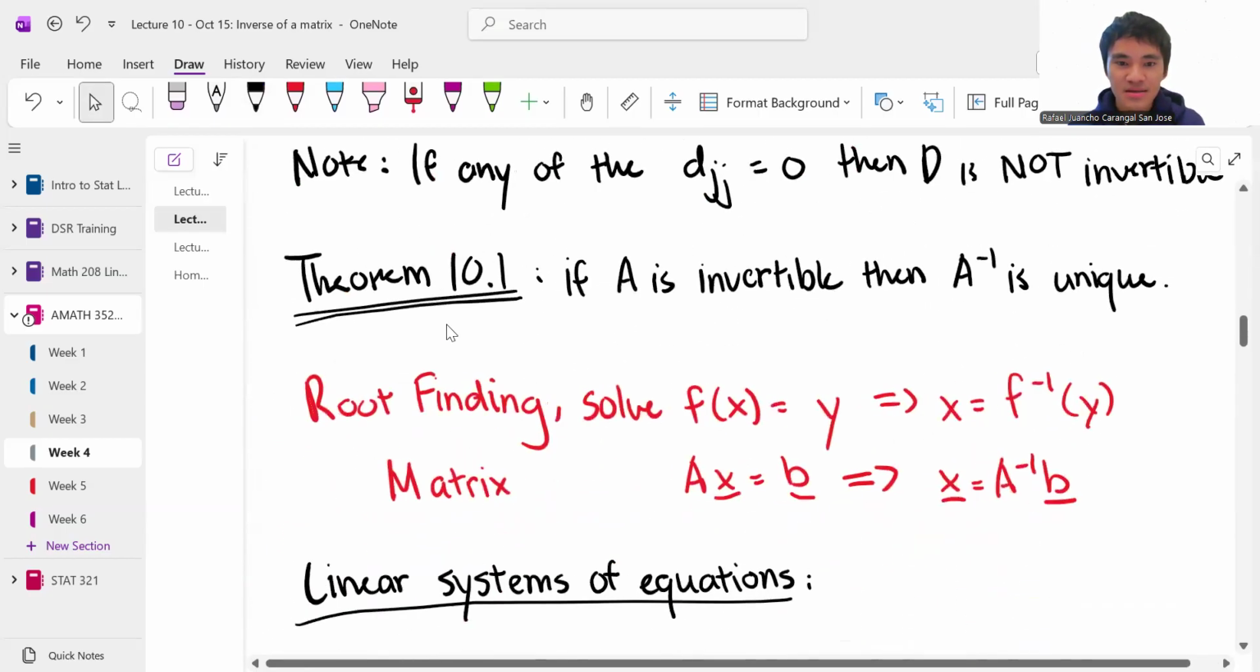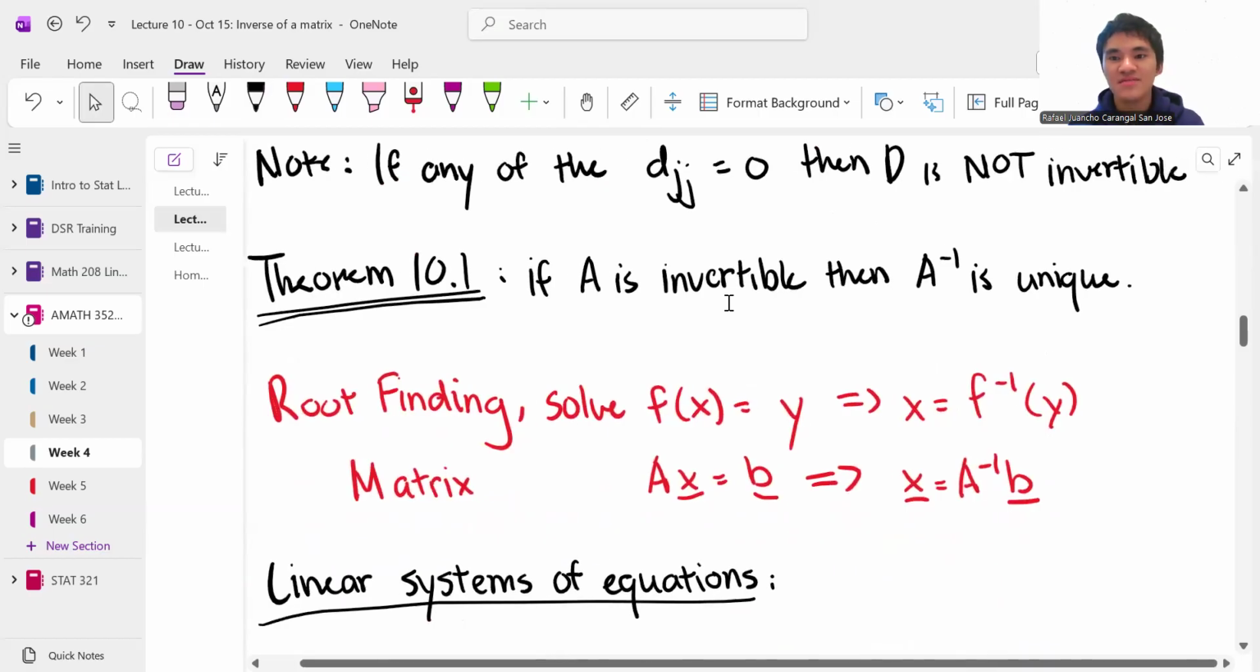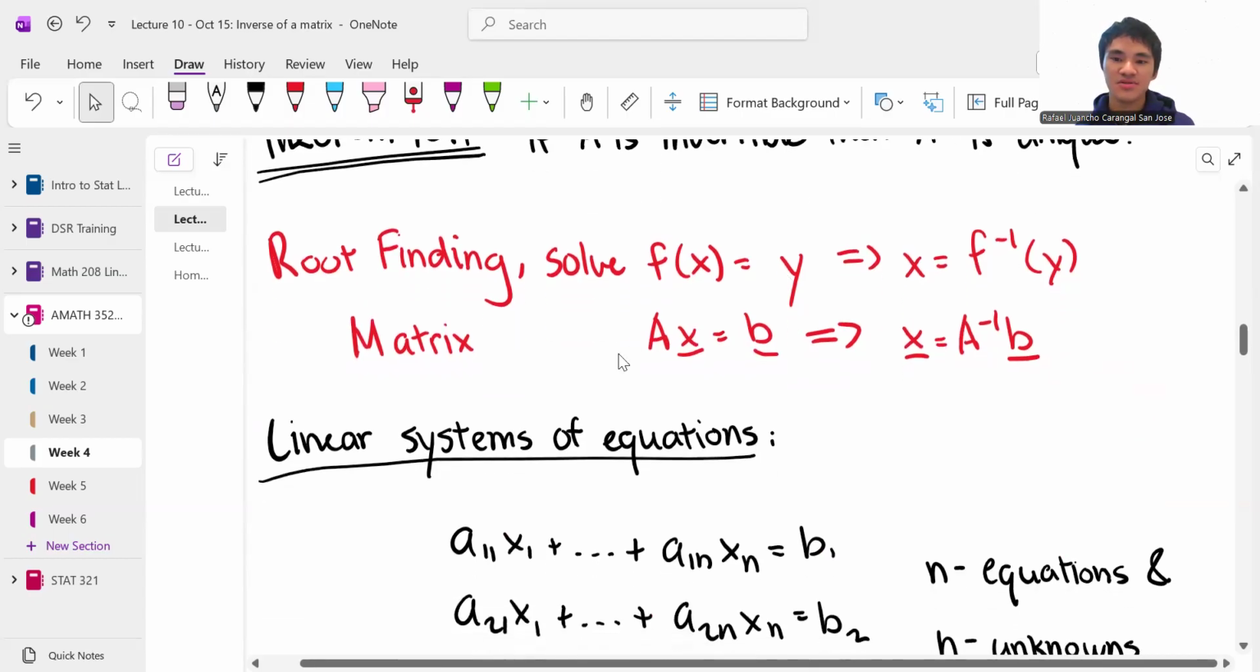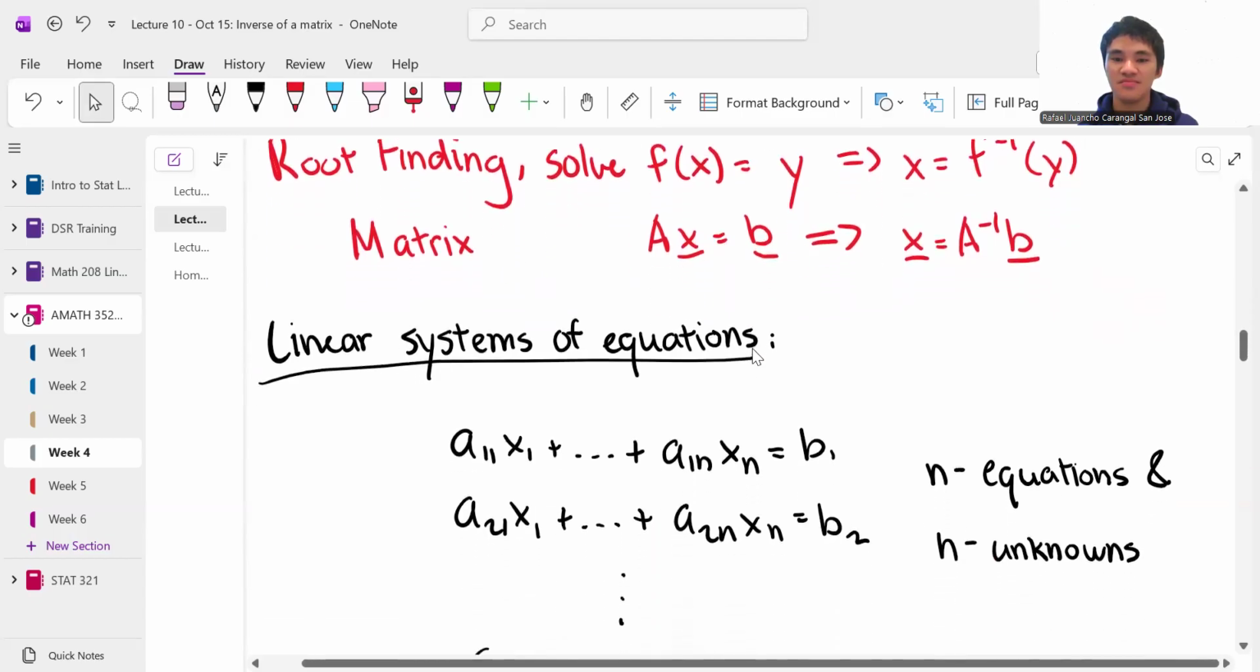Okay. Now, theorem 10.1 tells us that if A is invertible, then its inverse is unique. In calculus, with root finding algorithms, to get y from f of x, x is the input and y is the output. To get back x, we solve using the inverse of f applied to y. Same thing with matrices. To get the b vector, we do a matrix-vector product of A and some x vector. To get back that x vector, we compute the inverse of A times b.